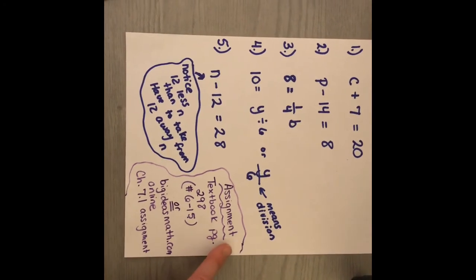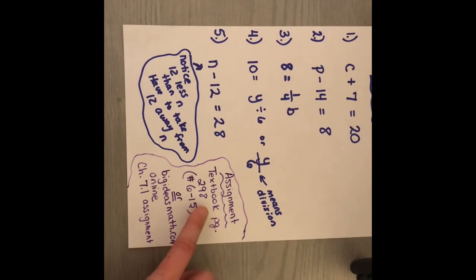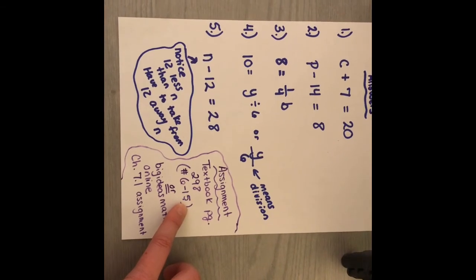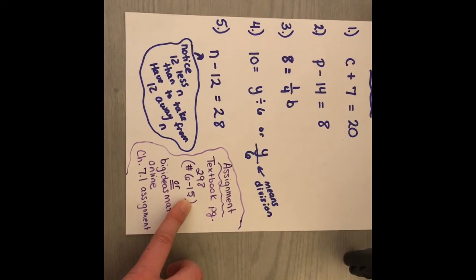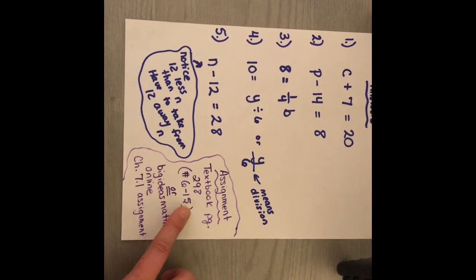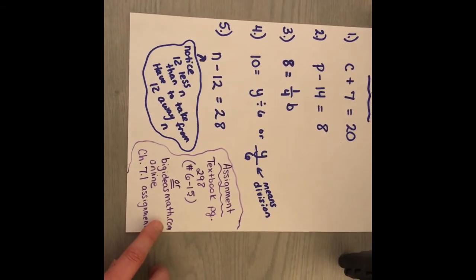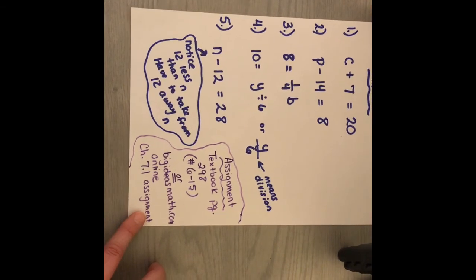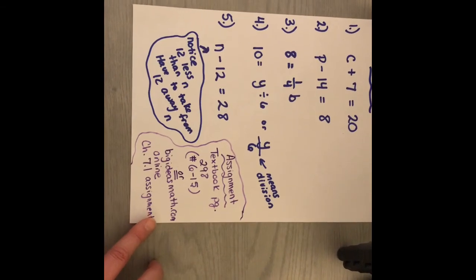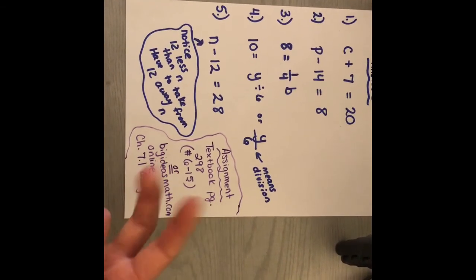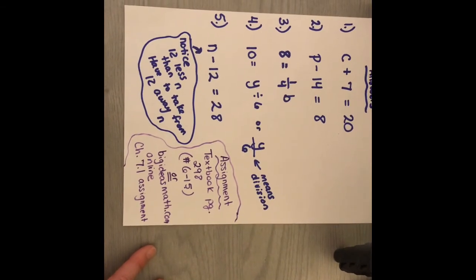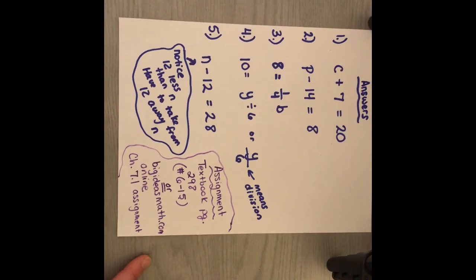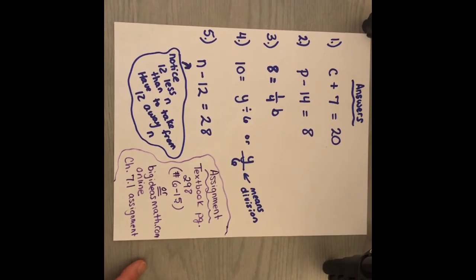So your assignment, if you want to work out of the textbook, you can. It's page 298. Do 6 through 15 all, and then just check your odd number ones in the back of the book to see how you're doing. Or you can go to bigideasmath.com and do the online assignment, chapter 7.1 assignment in there. And remember, you can check your answers up to 2 times on that, just to make sure you're getting some practice.